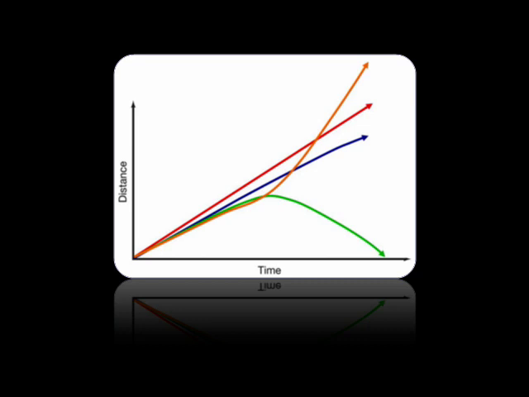Now, it's difficult to make this determination because the universe evolves over timescales that are much, much slower than the lifespan of even all of mankind. Nevertheless, the observational evidence that we have suggests that the universe is expanding.